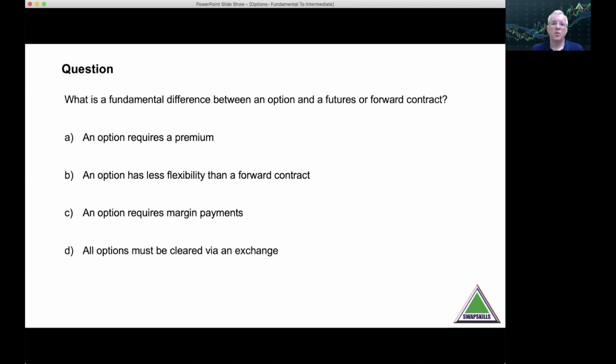So when you've gone through all the alternatives, you should be seeing that an option requires premium. No margin payments. You don't have to do it exchange traded. You could do it between you and me, what they call an OTC or over-the-counter option, and it gives you more flexibility than a forward contract because you're not locked in. You can walk away if you see a better deal.